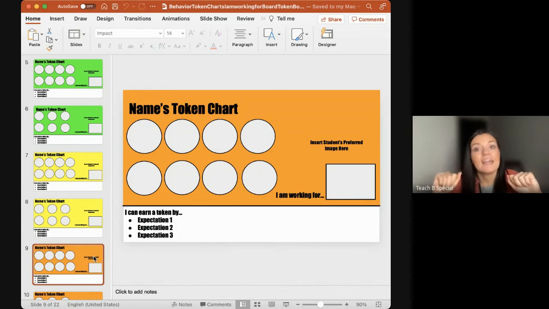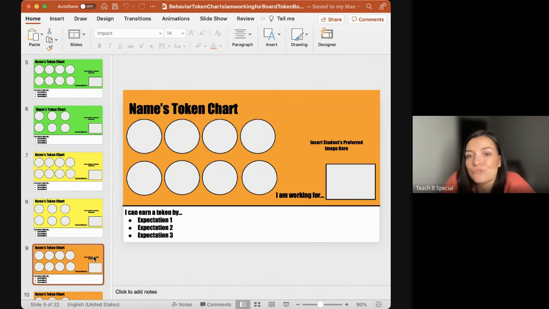I say they graduated. I let them design an entirely new token chart. We pick out new pictures. Sometimes students will want to keep the same. Very rarely, though. Most times students want to pick a new color. They want to pick a new picture because they feel like this is something new and I get to design it. So they're very excited about it.